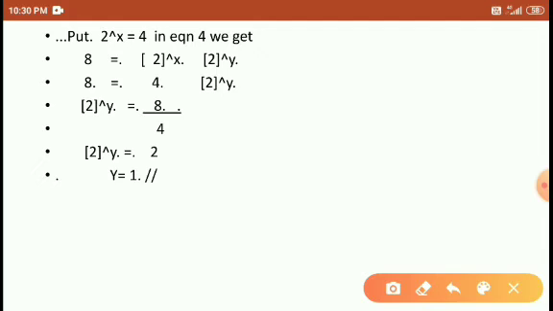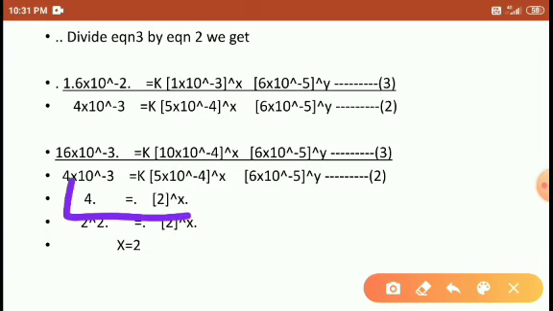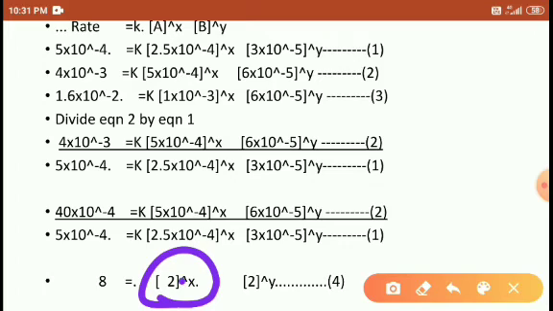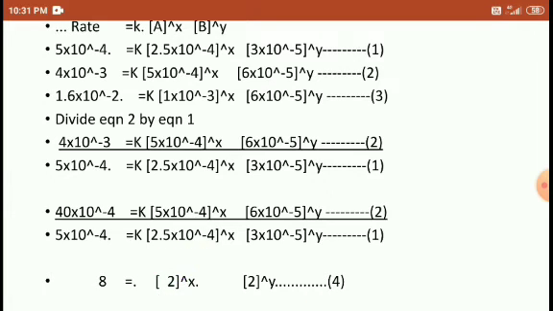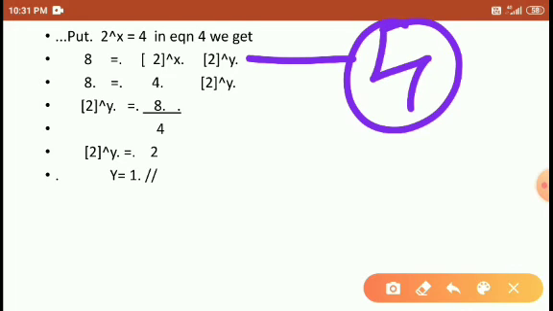Right? So we have to put the value, 2 into 10 to the power of minus 2, to the power of x is equal to 4. That value you have to put into equation 4. This value we have to substitute in place of here in this equation 4. Right, students? This is the equation 4. In this equation, in place of the 2 to the power of x value, we have to substitute here 4.